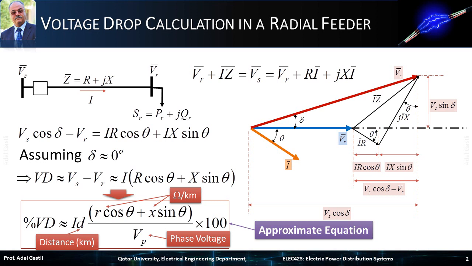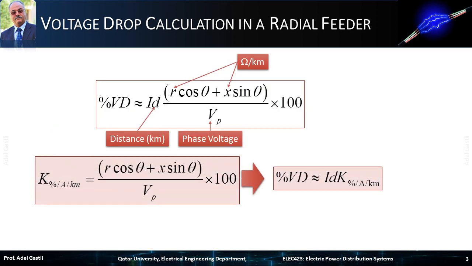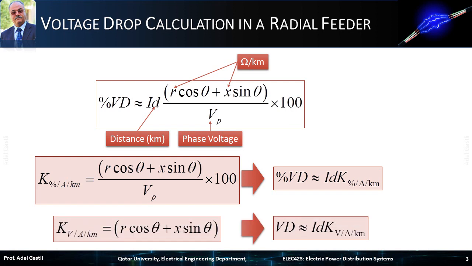For the calculation of the exact voltage drop, we have to consider the exact value of delta. Therefore, we can consider that the constant term is equal to K, which is in percent per ampere per kilometer, and rewrite the percent voltage drop as current I times distance d times constant K. Or we can also consider K in volts per ampere per kilometer, as given by this equation, and express the voltage drop in volts as I times d times K.